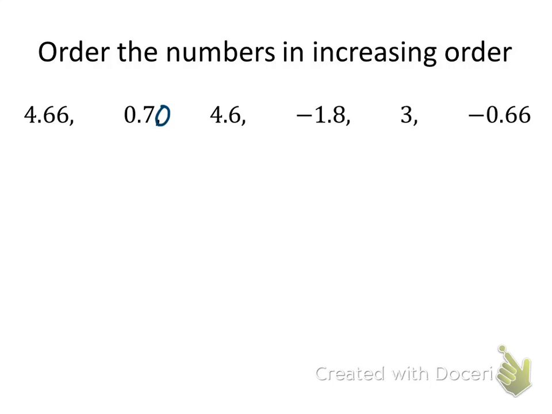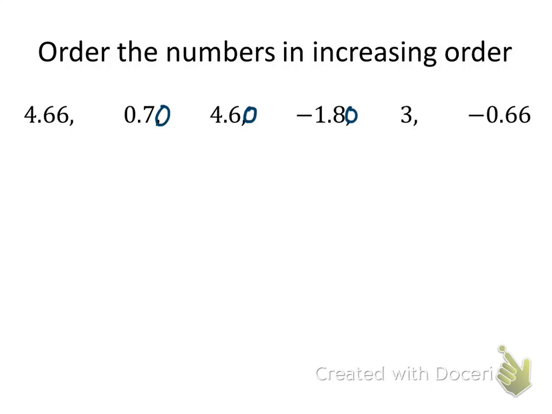So 4.6 is the same as $4.60. Negative 1.8 is the same as negative $1.80. 3 is $3. We don't need to do any decimals. And 0.66 is like 66 cents. Now, on this one, maybe it won't help all that much, but it definitely will help when we get ready to choose which one of these is bigger and which one is smaller.